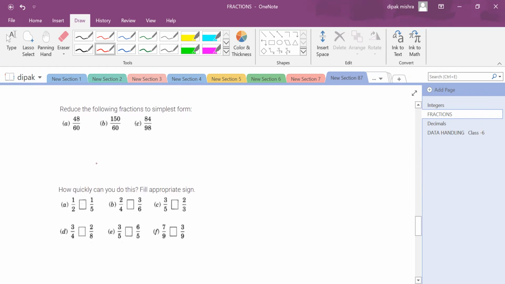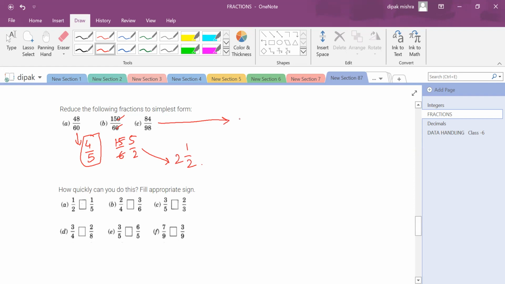Next question. Reduce the following fractions to the simplest form. So 48 over 60, you reduce it. If you know the table of 12, it becomes very easy. 12 times 4 and 12 times 5. So it'll be 4 over 5, right? 150 by 60. So you reduce it, 0 and 0 get cancelled. So 15 over 6. 15 over 6 can be cancelled by 3. So 3 times 5 and 3 times 2. So 5 over 2. So if you change to a mixed fraction, it becomes 2 and 1 over 2.